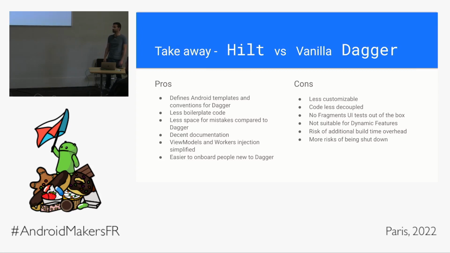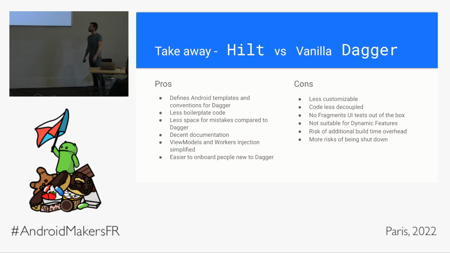It's got really decent documentation. I mean, that's a plus, definitely. And view model and worker injections are simplified. Again, no custom factory for my view models, so that was a huge improvement. And to me the key thing with Dagger Hilt, I think, is the onboarding of new employees to the code base.